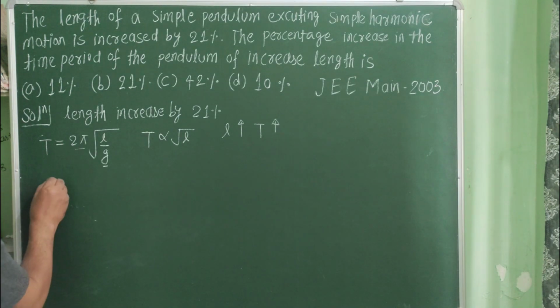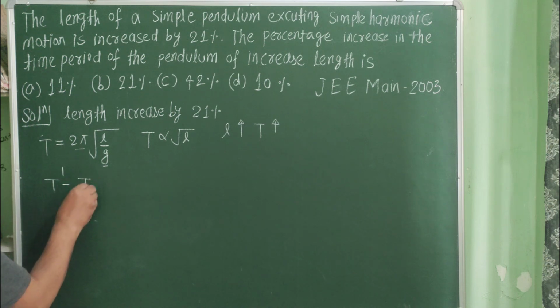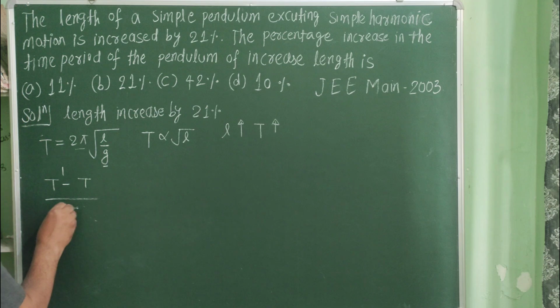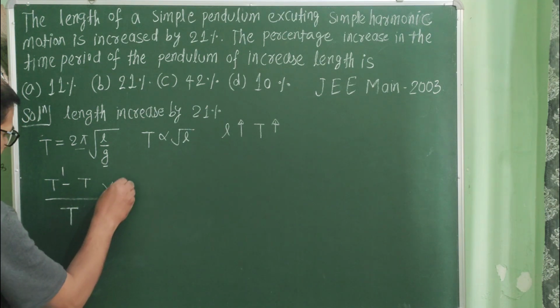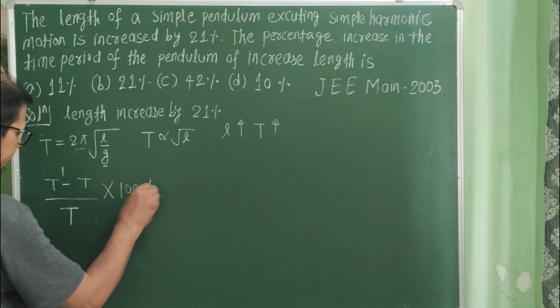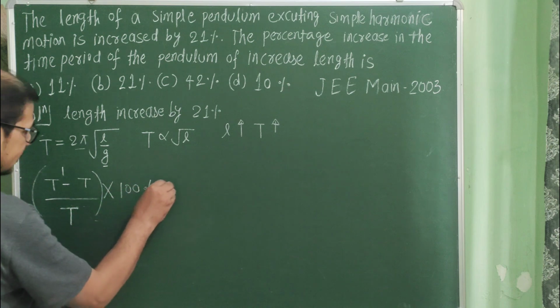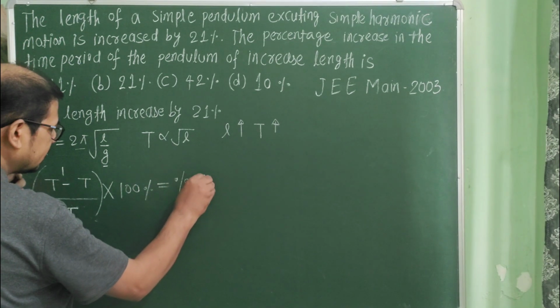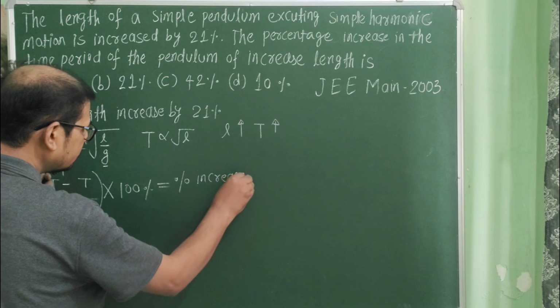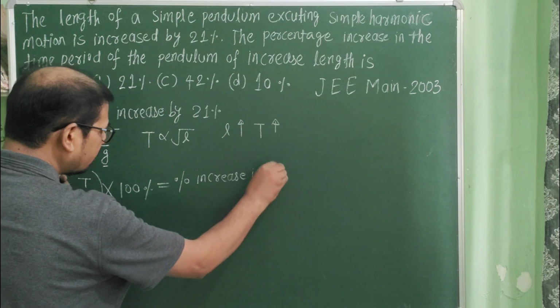So the percentage increase in time period is (T dash minus T) divided by T, into 100%. This is the percentage increase in time period, correct?